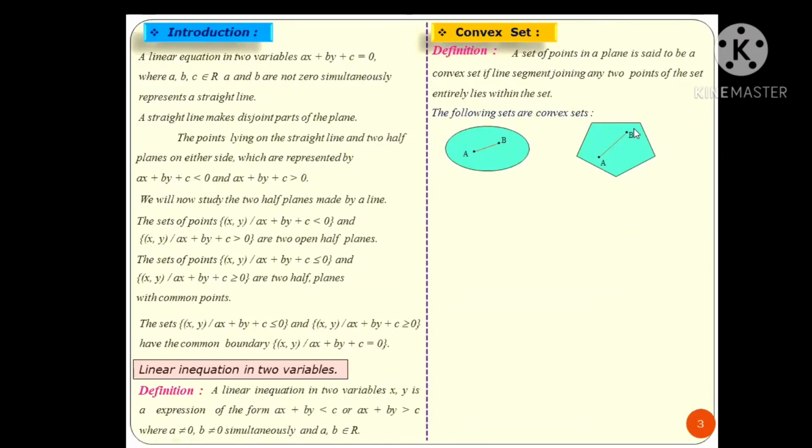Points A and B in the plane, the line joining them entirely lies inside. So these are the convex sets.